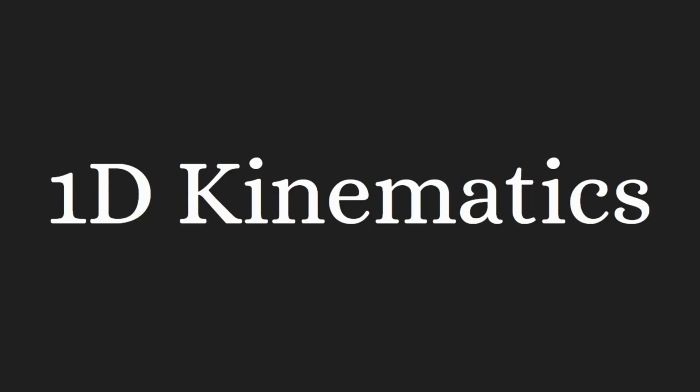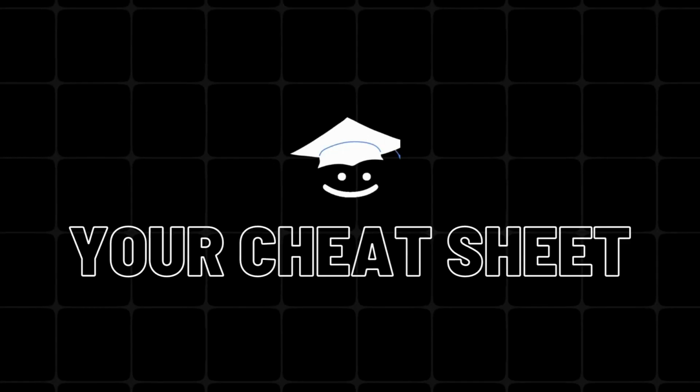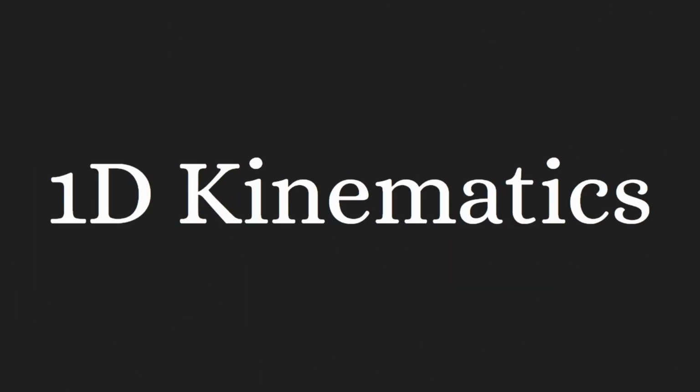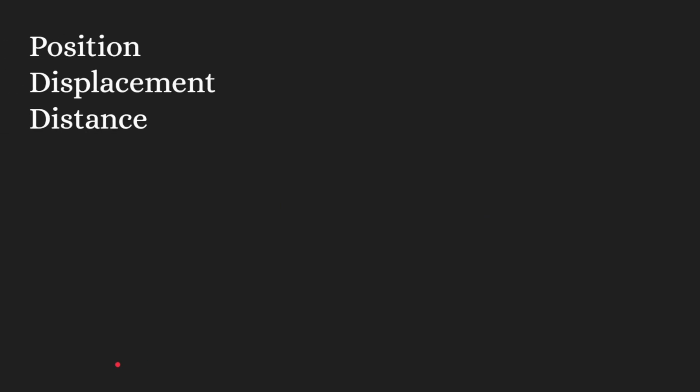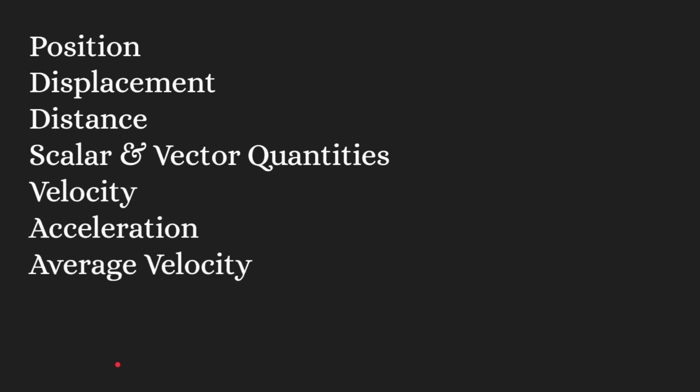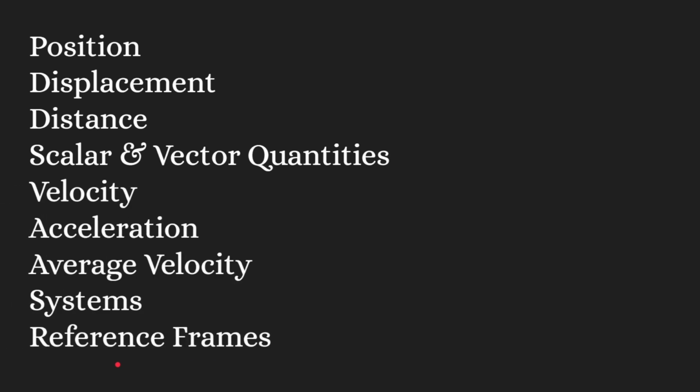Hi, this is your cheat sheet on kinematics. Kinematics is where we describe motion with equations and graphs, studying our world and how things move. We're going to be going over position, displacement, distance, scalar and vector quantities, velocity, acceleration, average velocity, systems, and reference frames. Got that? Good. Let's go.